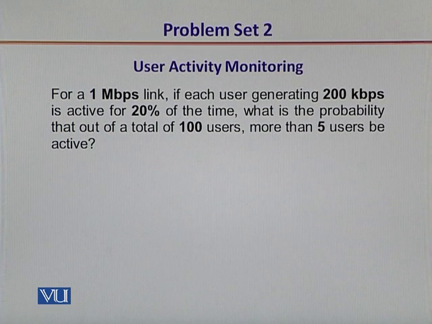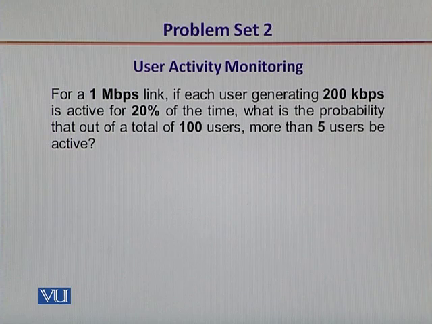Here you see that there is a 1 megabit per second link. It could be a T1 link, that is 1.544 megabits per second, for simplicity. If each user generates 200 kilobits per second of activity and is active for 20% of the time, then what is the probability that if there are, say, 100 users, more than 5 users would be active?